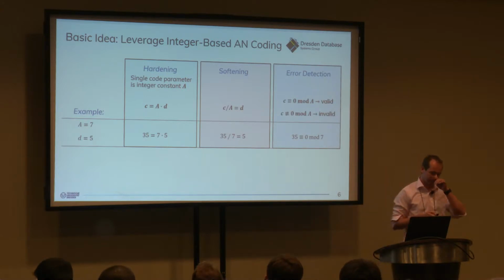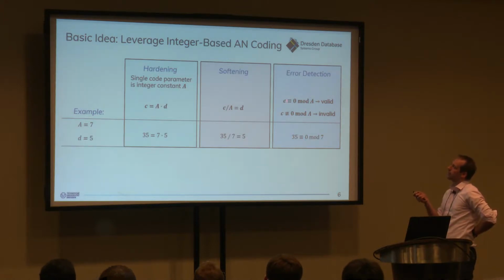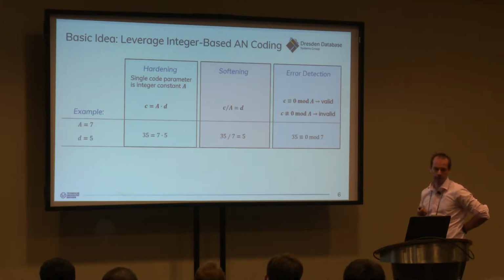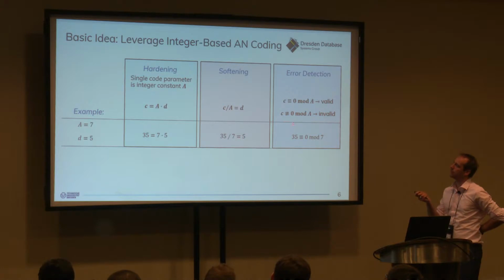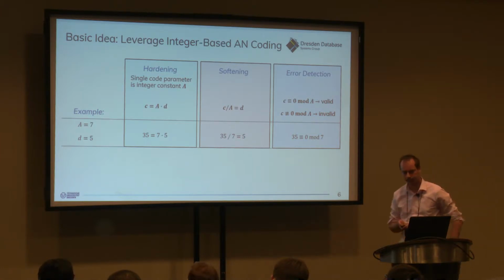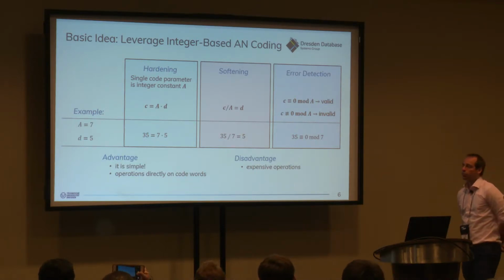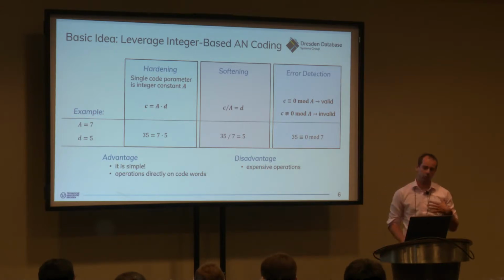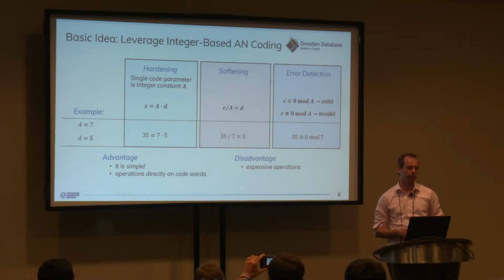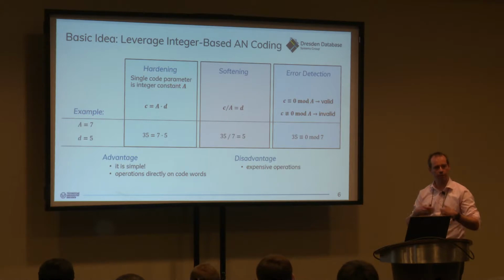Error detection works by testing whether the remainder of the division by A is 0. If this is not 0, then we have detected a bit flip. The advantage of this encoding is that it's super simple, right? It's just a few arithmetic operations. And what's also very important for the data management domain is that we can do arithmetic operations and comparisons directly on the code words. So when we use it in query processing, there's no decoding and re-encoding involved, right?